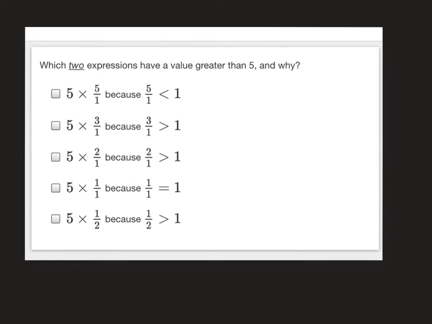These last two questions are those types of questions where they're asking you what's going to happen to that product or that answer to that multiplication problem based on what is the fraction that it's being multiplied by. So on this one, they want to know which two expressions have a value greater than 5, and then in their explanation, they tell it at the end why that is.